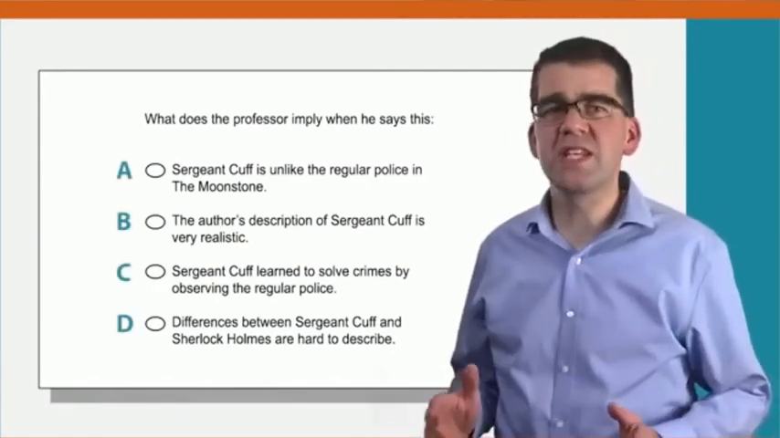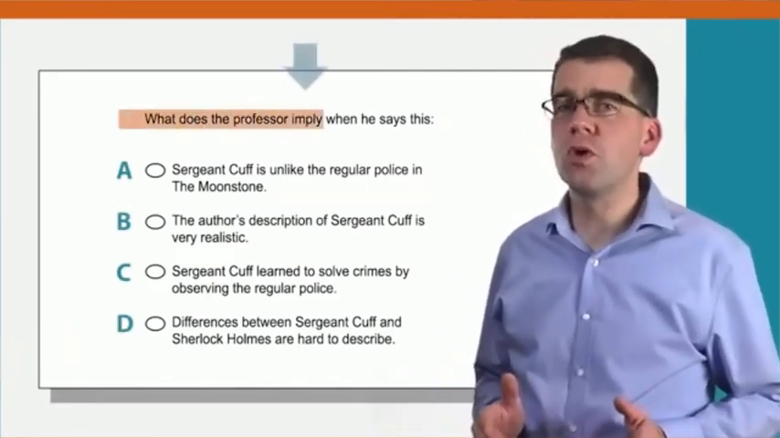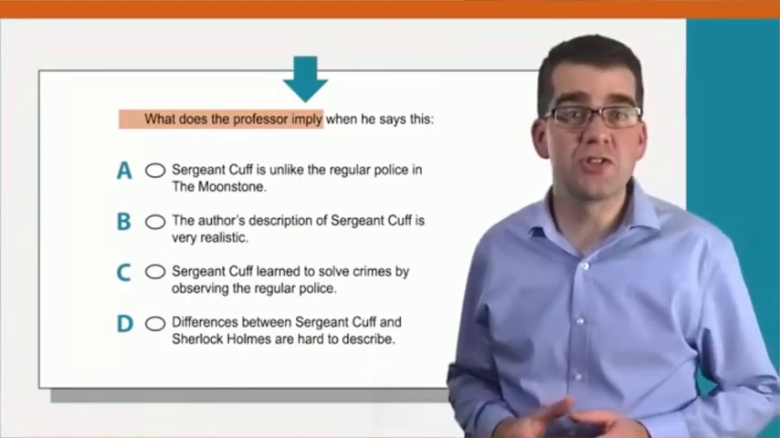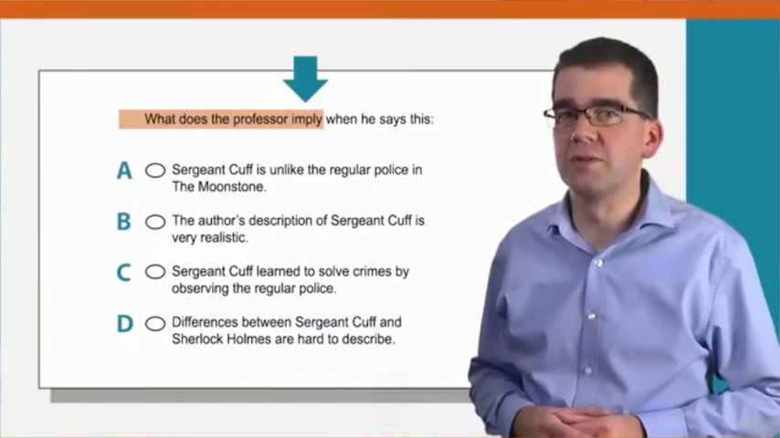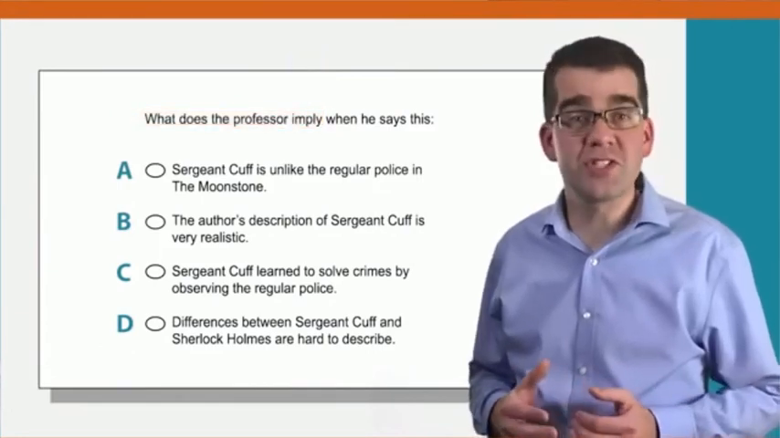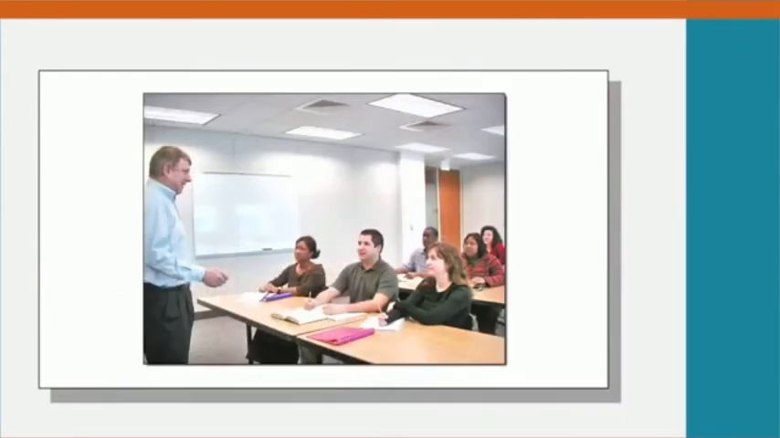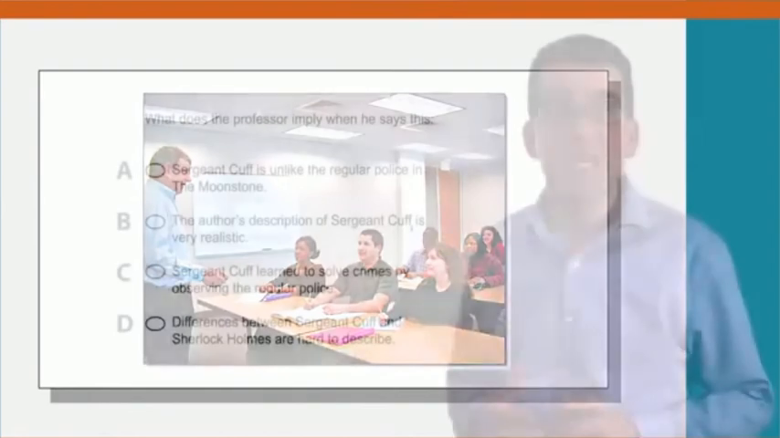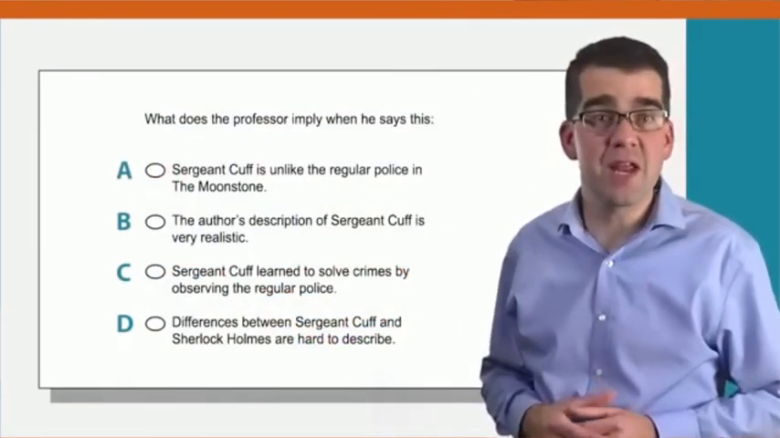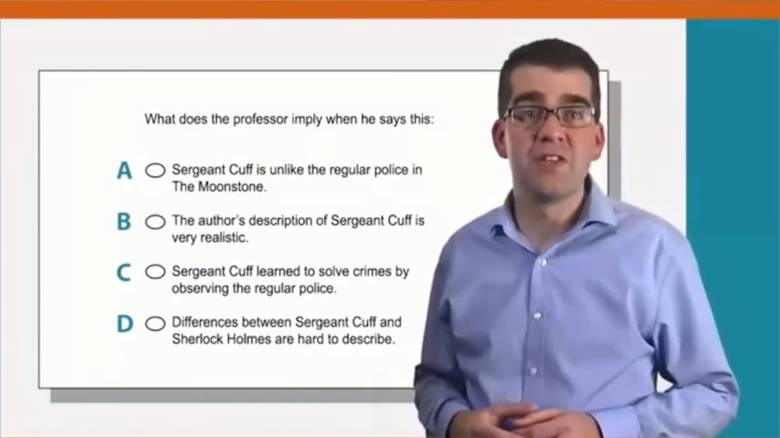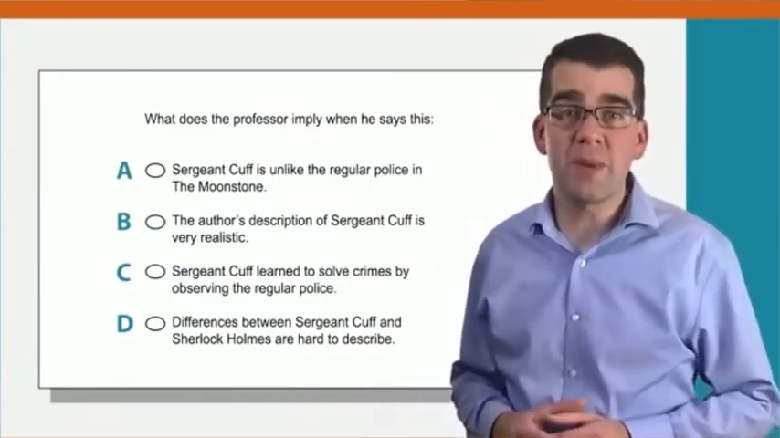We can see that this is an inference question because it uses the word imply and asks the listener to understand the meaning of something that is not directly stated by the professor. When the professor says this, he is hinting that there is a difference between the behavior of the regular police and that of Sergeant Cuff. This contrast is supported in other parts of the passage.